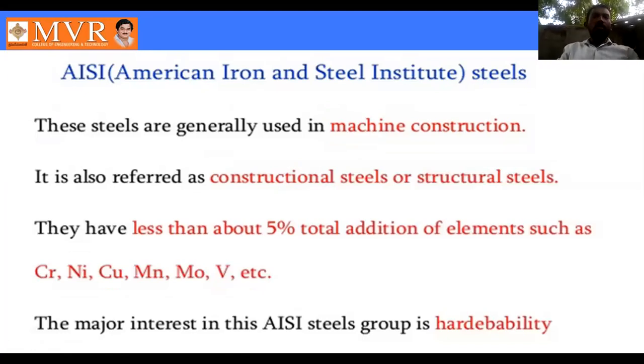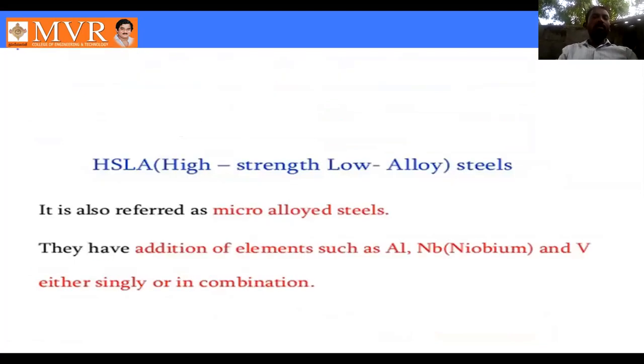Another one is HSLA, high strength low alloy steel. It is referred to as micro alloyed steel. They have additions of elements such as aluminum, neodymium and vanadium, either singly or in combination.